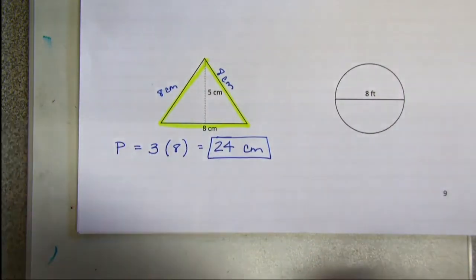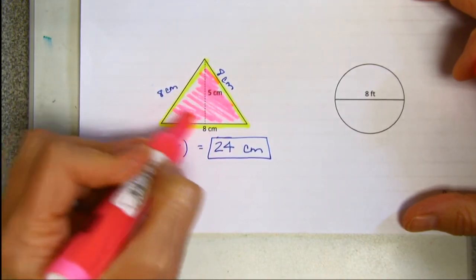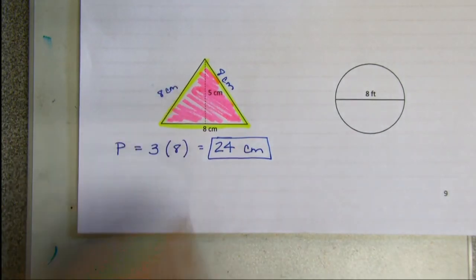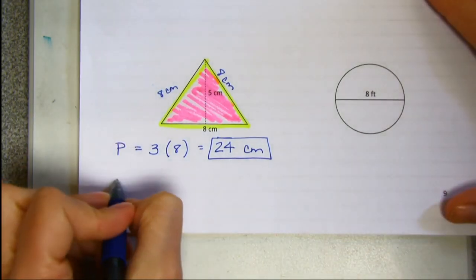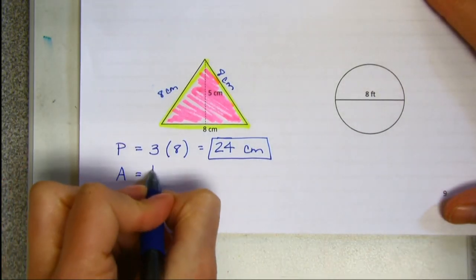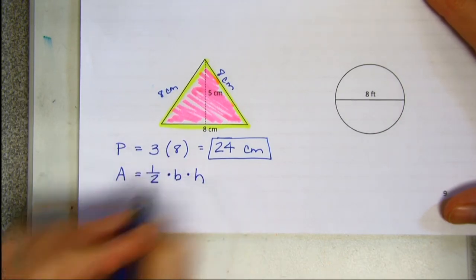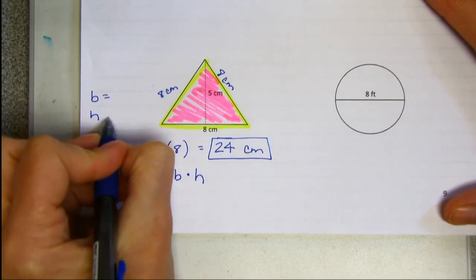Now, area is all of this. Now, I'm not going to create squares because once you start working with triangles and circles, it becomes a bit more difficult. So we're going to use the formula. So the area is 1/2 times base times height. Okay, so we need to determine what the base is and what the height is.